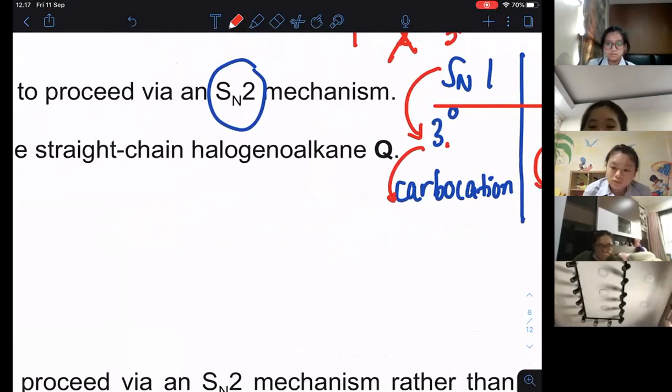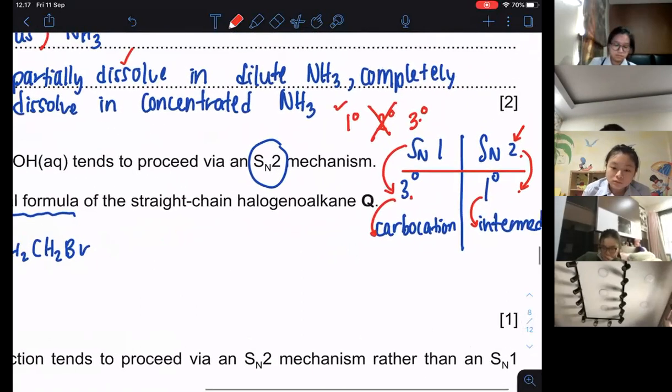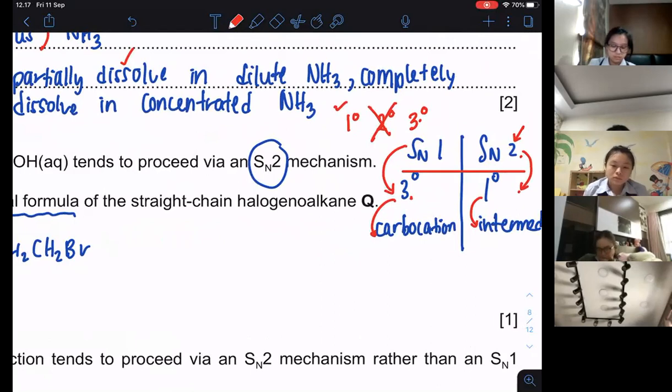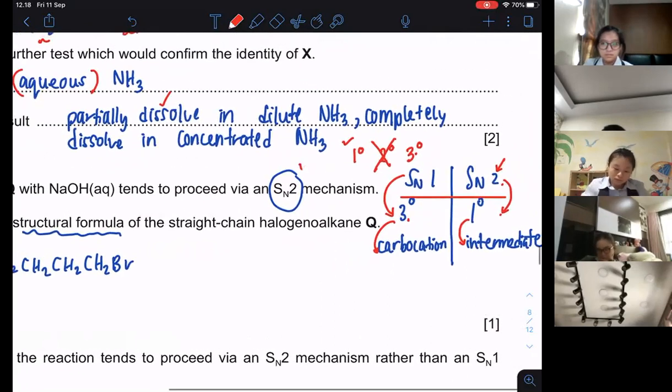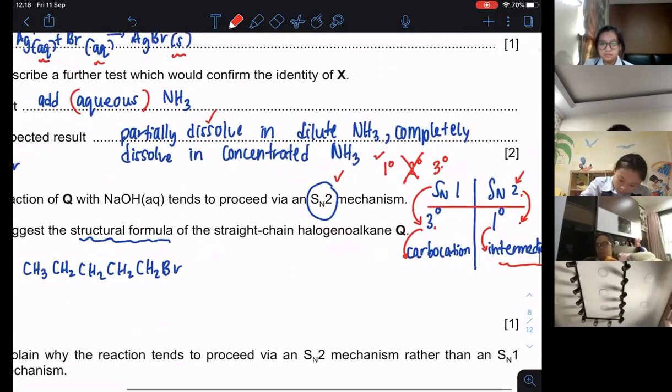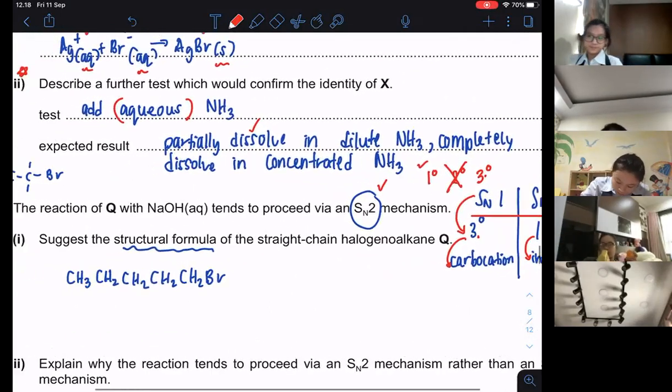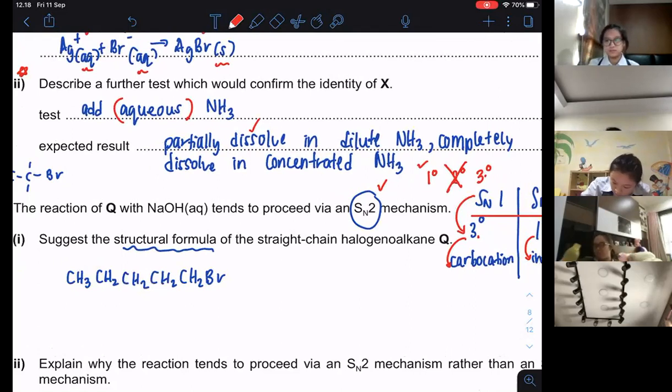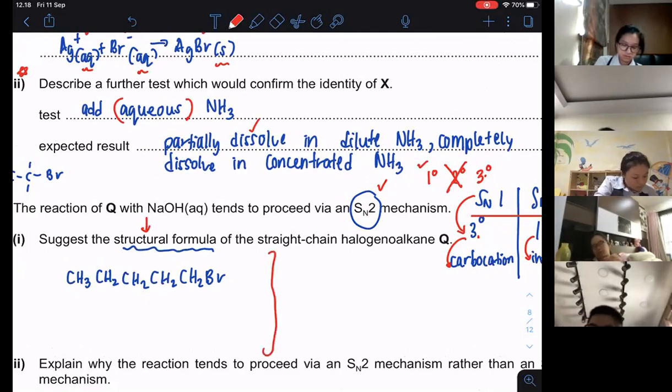Okay, so if you have SN1 and SN2, here they say they will follow SN2. It means we are looking for the intermediate. Now they say, suggest a structural formula for the straight chain. They intentionally give a lot of space. If they wanted, they would have given you a line. They don't want to give you a line, because they want you to identify what a structural formula is.